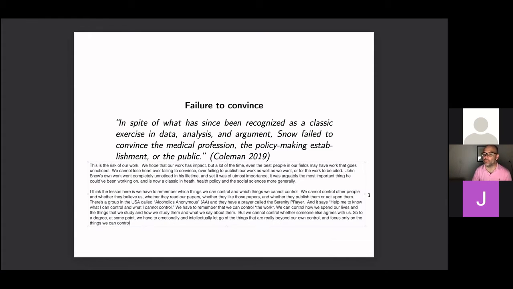Jon Snow was ignored. His work was ignored. It was ignored by the medical profession, right? His own contemporaries didn't agree with him. It was ignored by the policymaking establishment. The government of London completely ignored him, and it was ignored by the public at large.